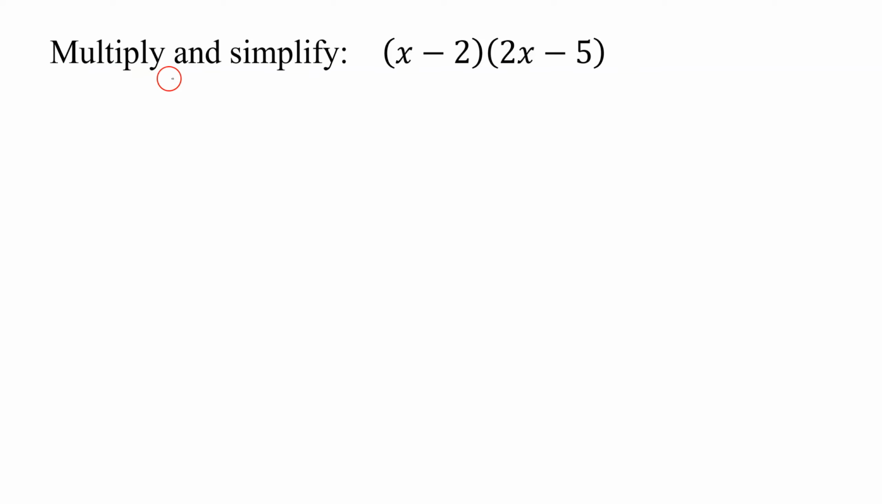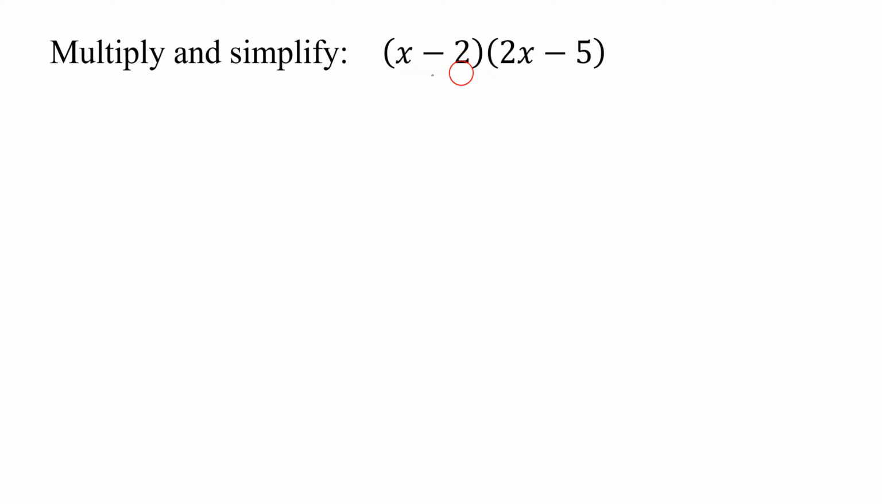In this example, I need to multiply and simplify this problem here. Well, what do I have? I have a binomial of x minus 2 multiplied by a binomial of 2x minus 5. Just a reminder, a binomial is the fancy term for a polynomial with two terms.